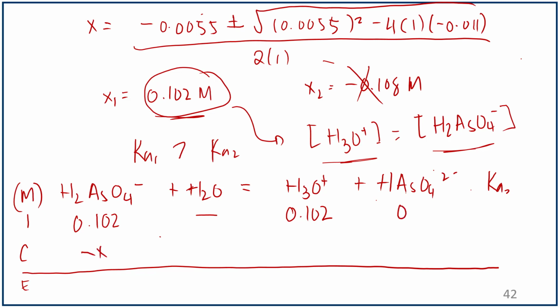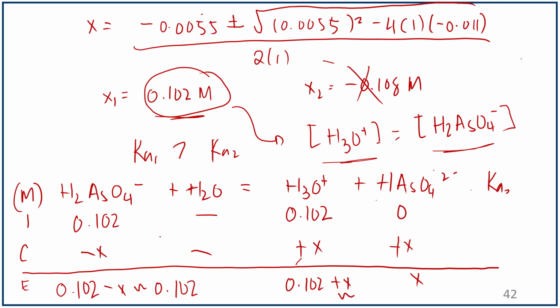At equilibrium, you have the following changes. This one should be 0.102 minus x. This one should be 0.102 plus x. This one should be x. Again, let's make our life simpler and assume that this is equal to 0.102, and assume that also this is equal to 0.102.